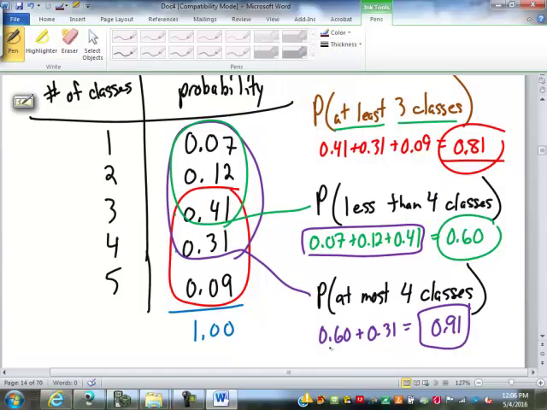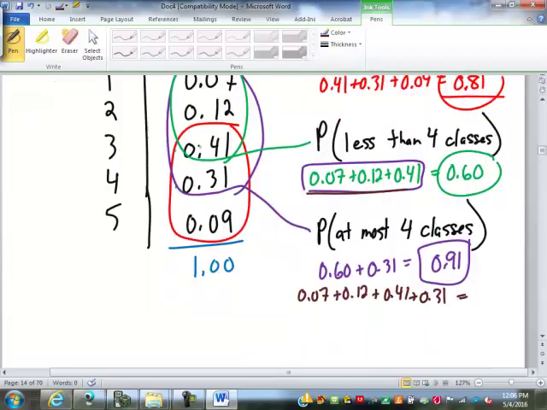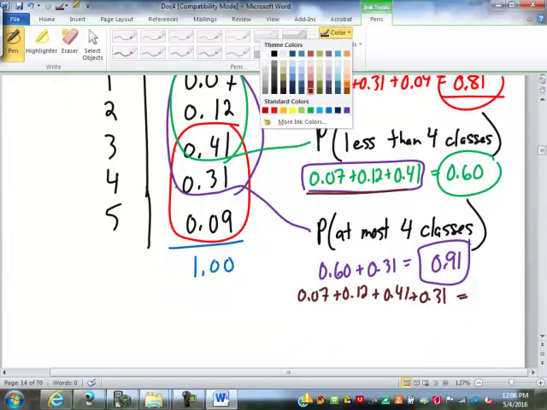Another way I could have found this, of course, I could have added all of those up like I did up here, 0.07 plus 0.12 plus 0.41, and then add the 0.31 to it. I just took a shortcut by taking a number I already knew included the first 3 and added the 0.31 to it, the probability for the 4.